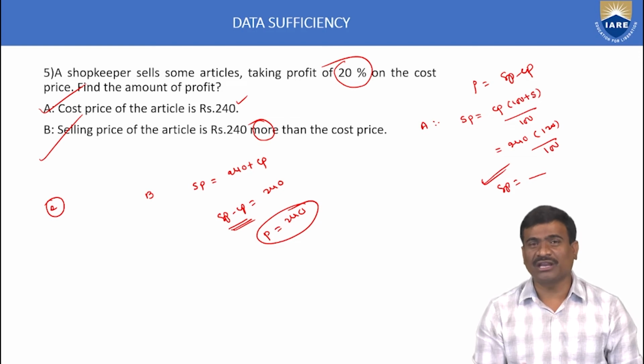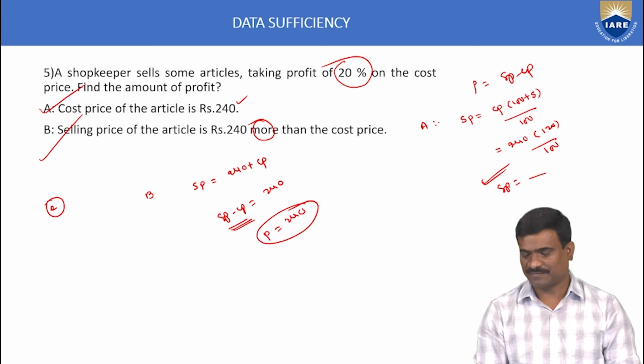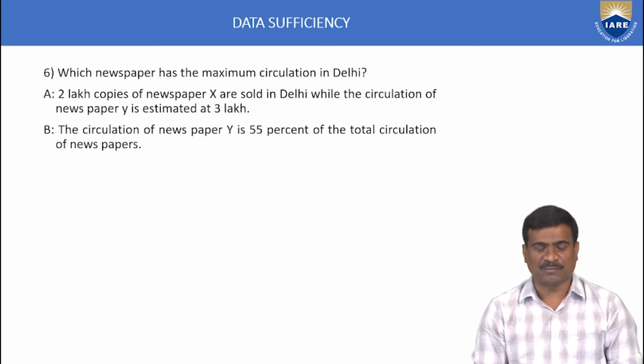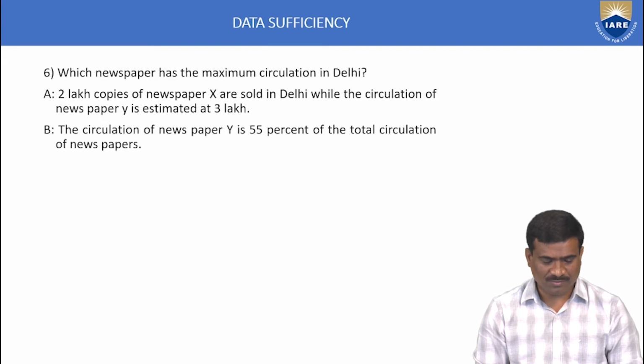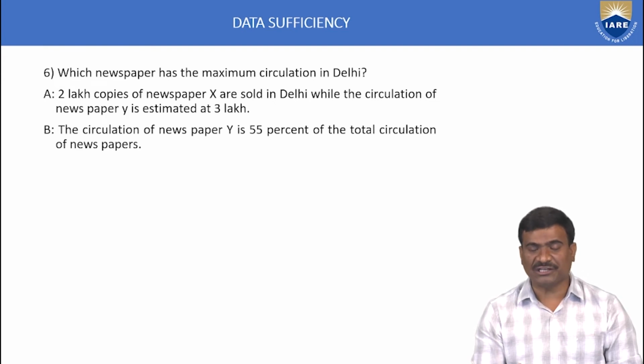Notation: more than and less than. These two are important for the second statement. Next, sixth example, using the percentage concept. Which newspaper has the maximum circulation in Delhi?